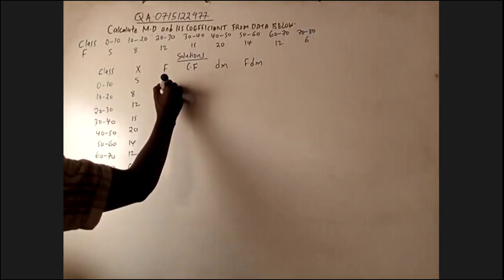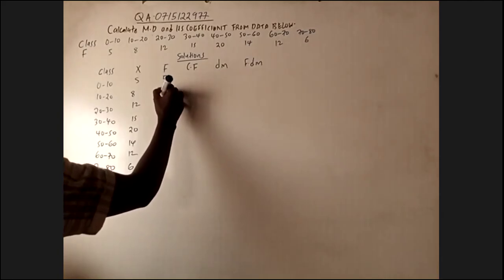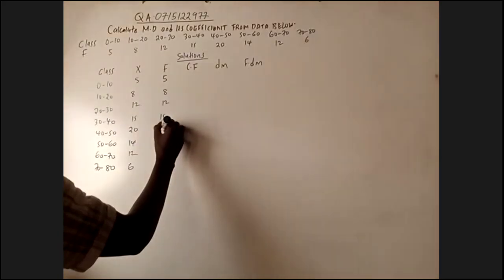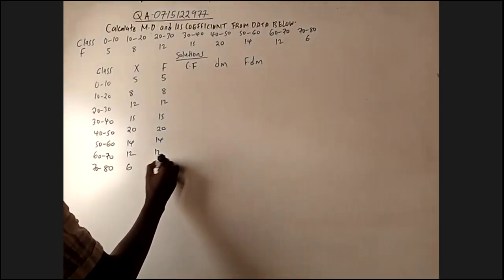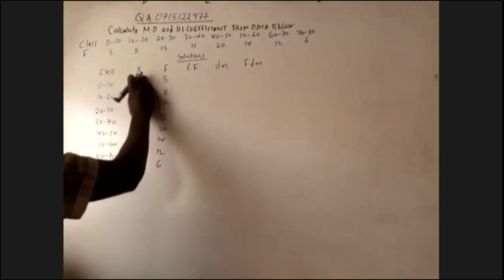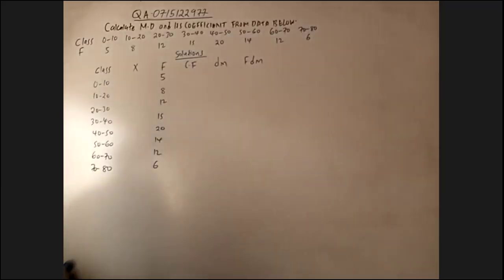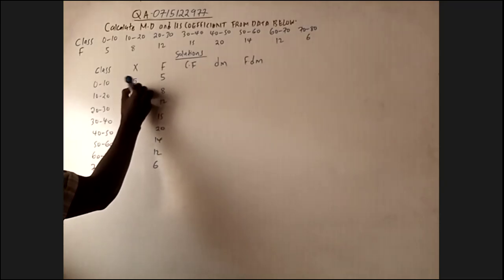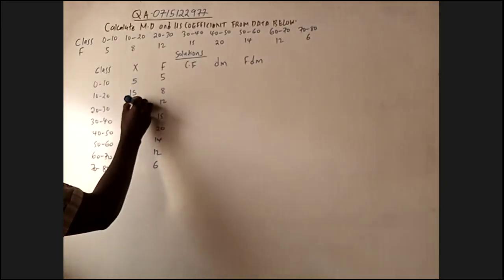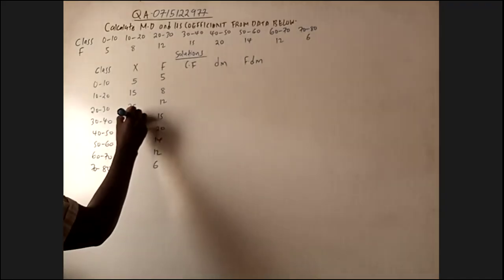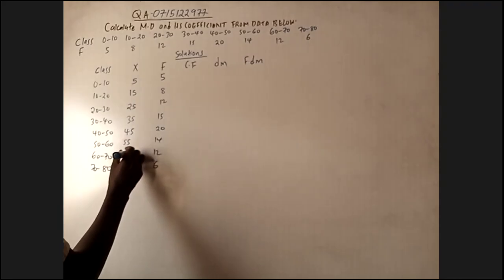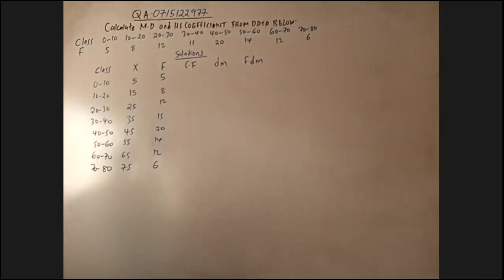Here we have 5, 8, 12, 15, 20, 14, 12, 6. Now let's find the midpoint. The first is 10 divided by 2, which is 5. Then 15, 25, 35, 45, 55, 65. Confirm.